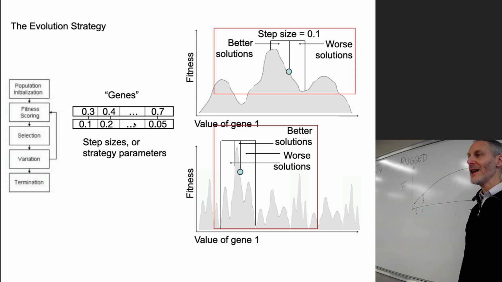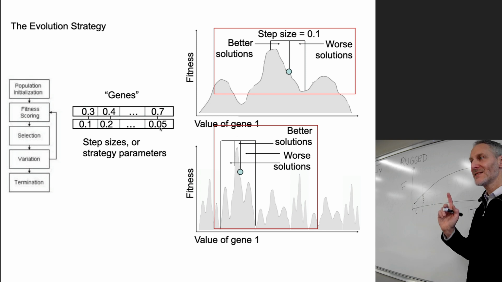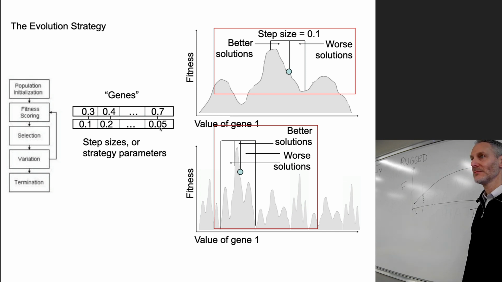Imagine a child that's genetically identical to its parent, except one of the child's step sizes is different from its parent's step size at that gene. How do those two individuals behave differently?